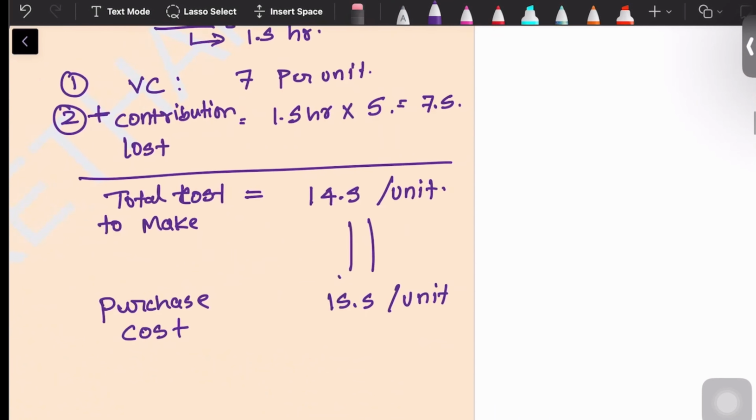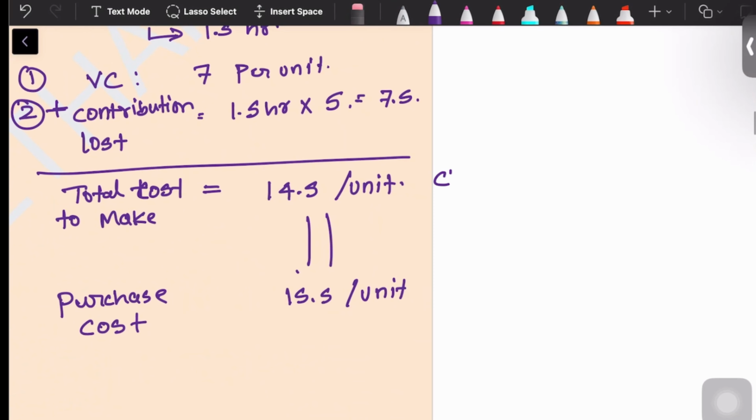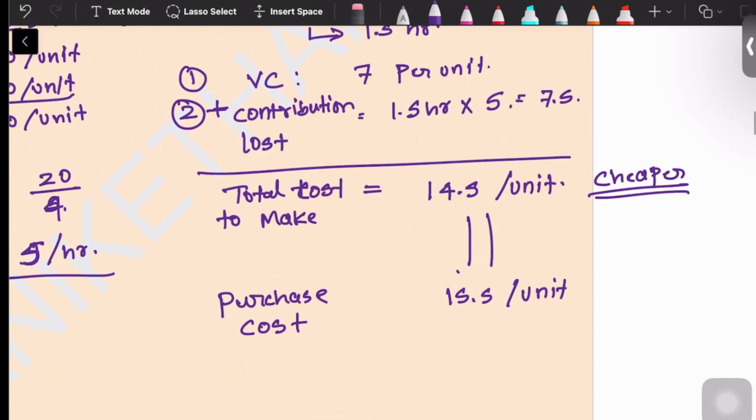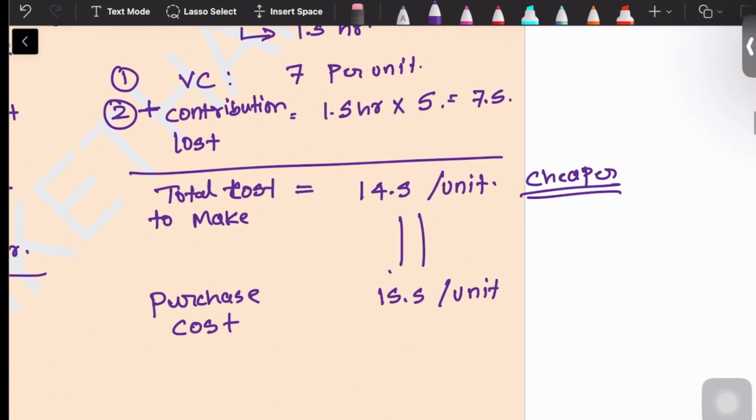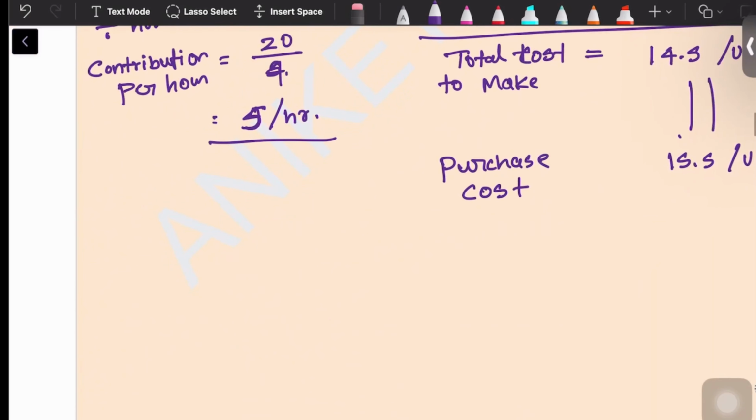So which is cheaper? This is cheaper. That means instead of purchasing it from outside, I will make it. Even though there is a contribution lost in product X, that is also no problem. Why? Here I am getting a benefit of 1 rupee per unit. So this is advisable. For the last remarks, you have to write it as, it is beneficial to make C15 in-house.